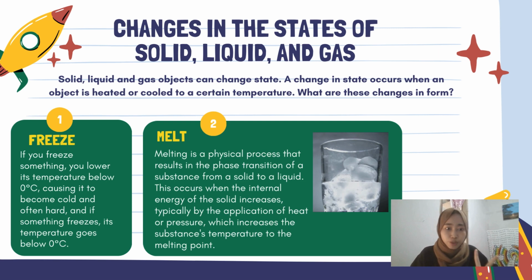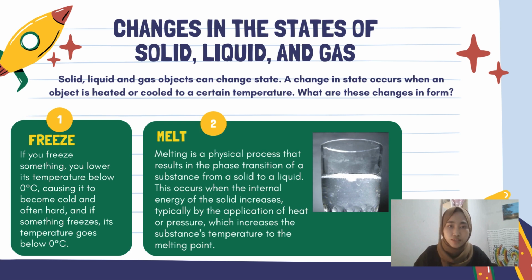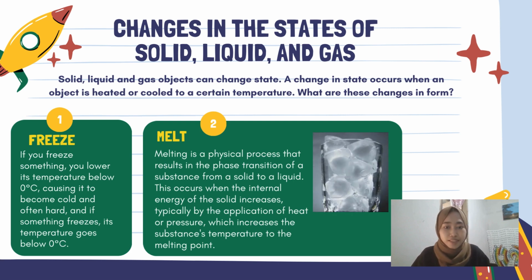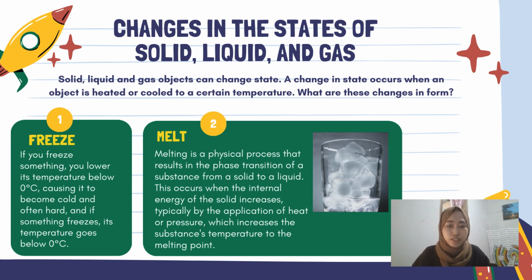Okay, number two is melt. Melting is a physical process that results in the phase transition of a substance from a solid to a liquid. This occurs when the internal energy of the solid increases, typically by the application of heat or pressure, which raises the substance's temperature to the melting point.